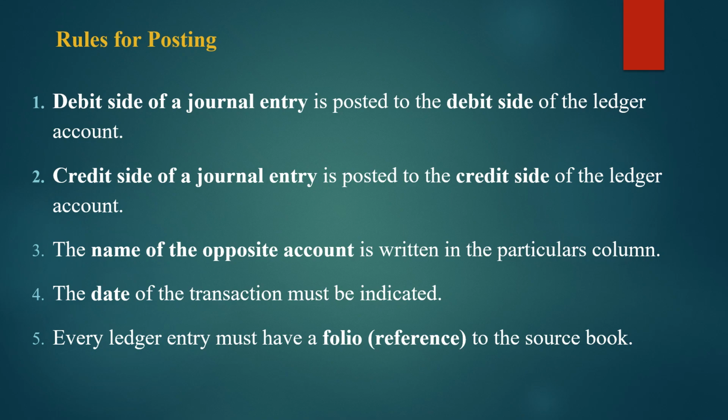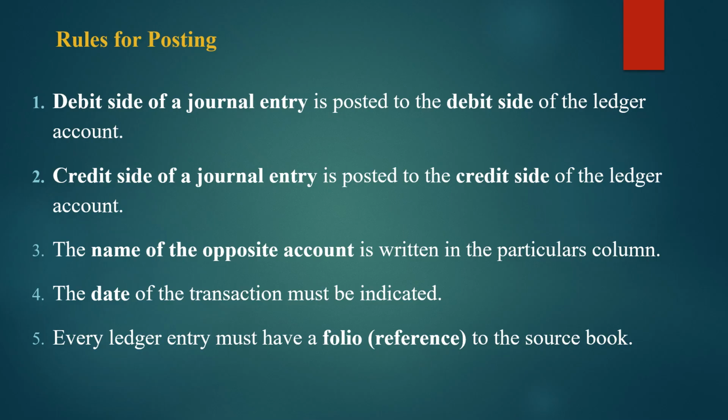Number three, the name of the opposite account must be written in the particulars column. Then number four, the date of the transaction must also be indicated. That's another rule of posting. Number five, every ledger entry must have a folio.